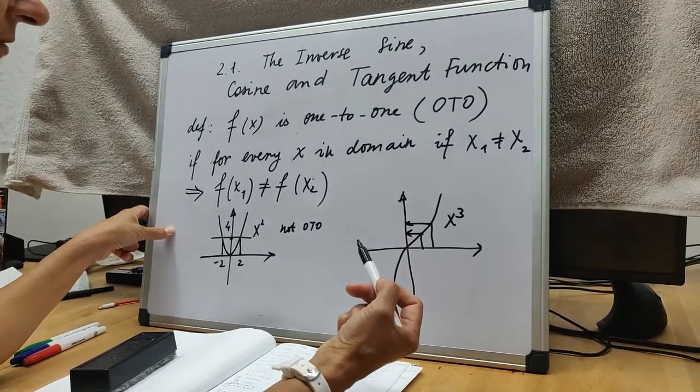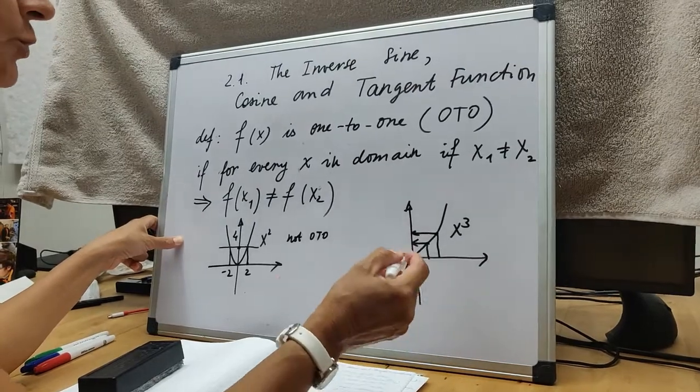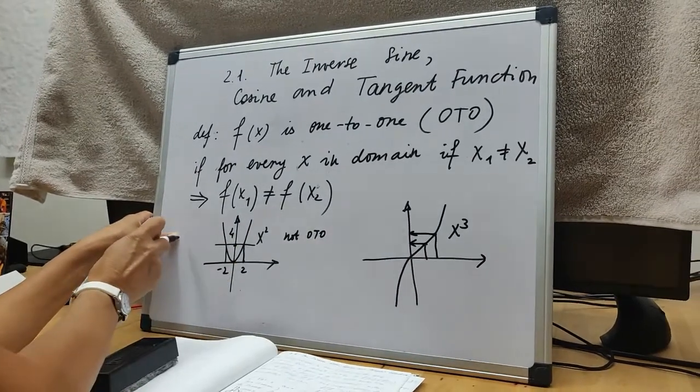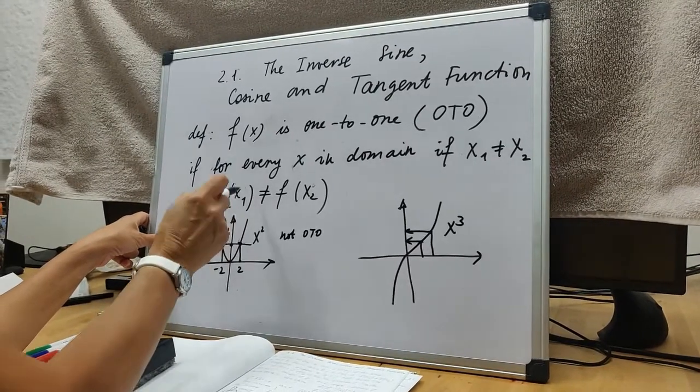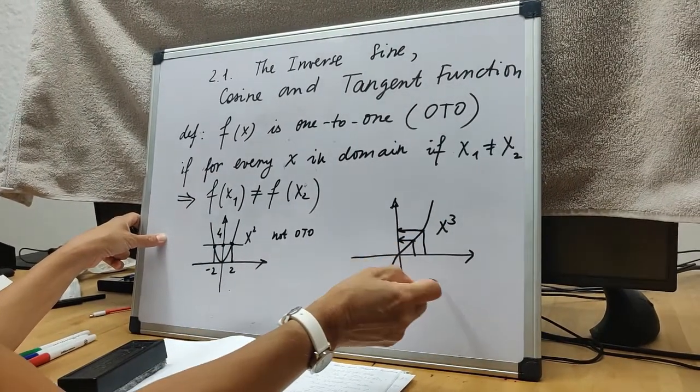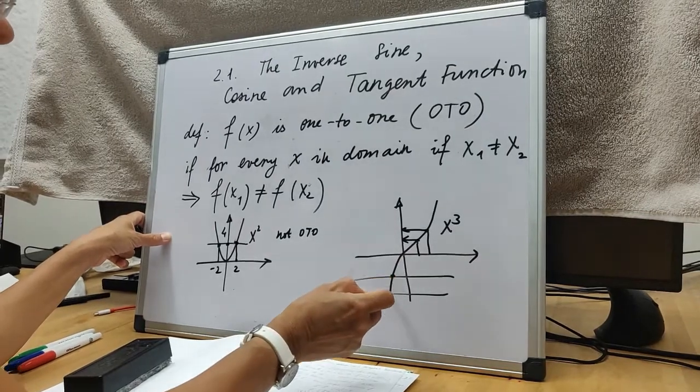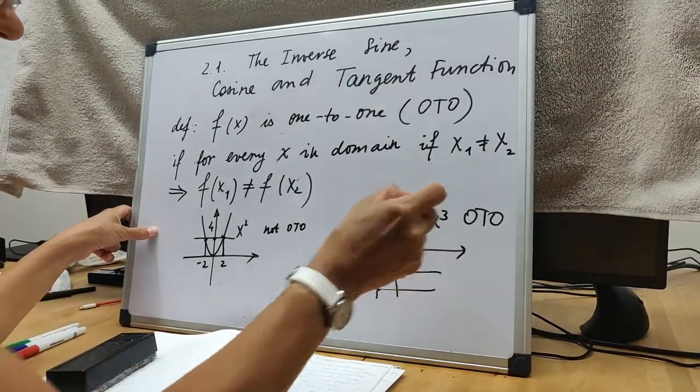How do we check it graphically? Graphically, we check it using the horizontal line test. For example, I draw a horizontal line here and I see that it intersects the graph twice. Any horizontal line on this graph is going to intersect it only once. So this is a one-to-one function.